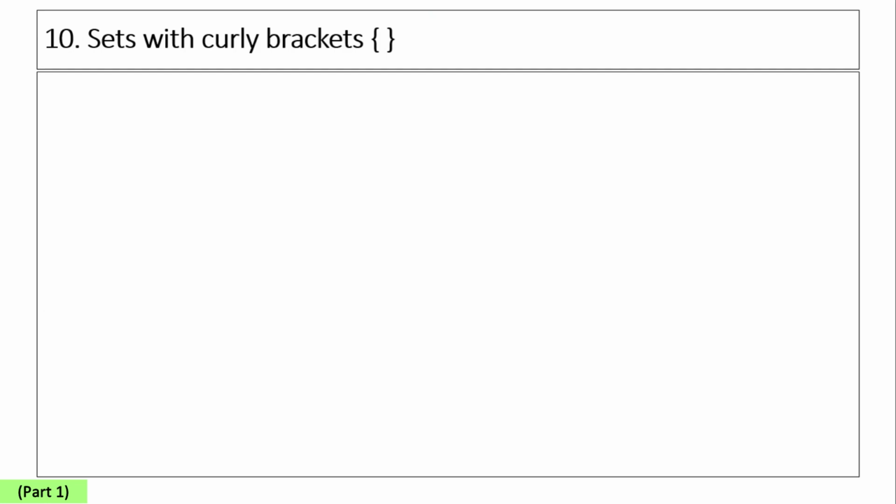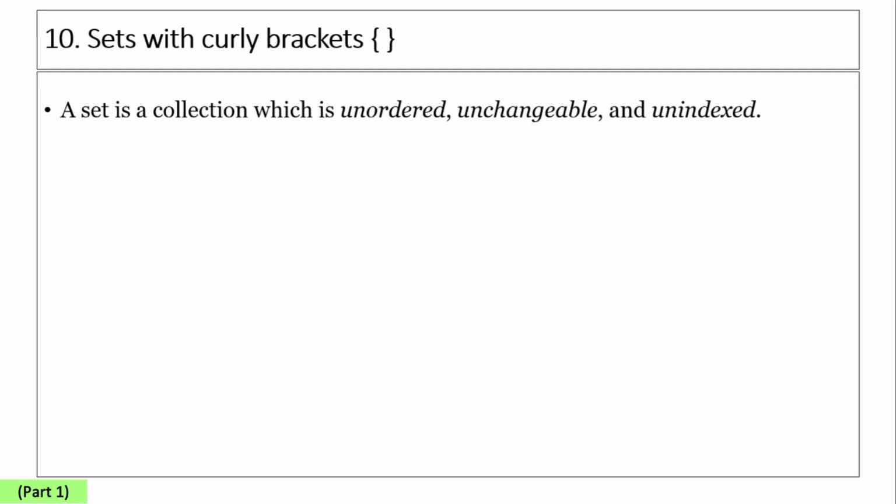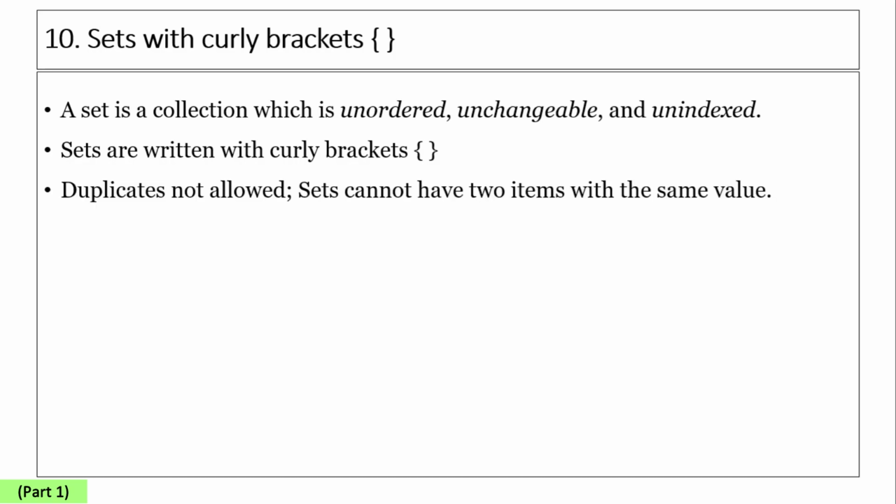Sets are used to store multiple items in a single variable. A set is a collection which is unordered, unchangeable, and unindexed. A set is enclosed with curly brackets. Duplicates are not allowed. In other words, a set cannot have two items with the same value.